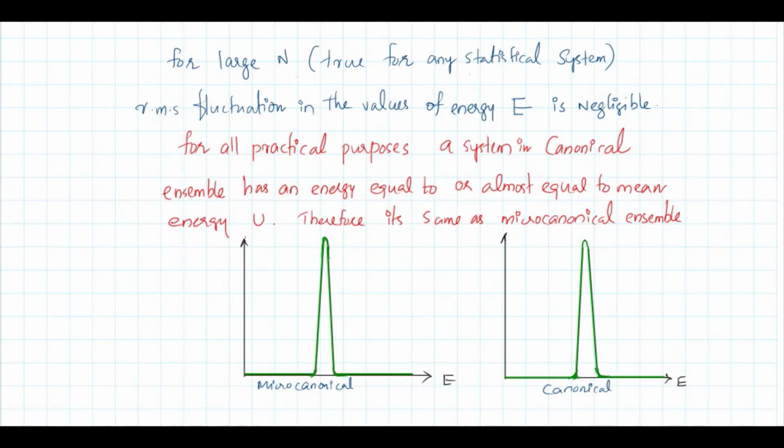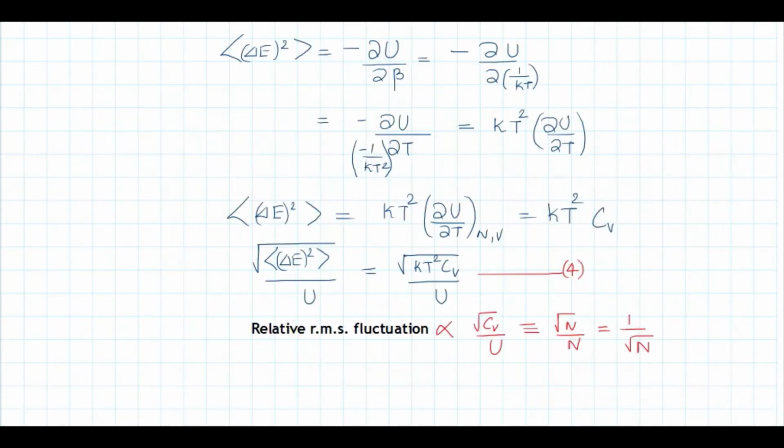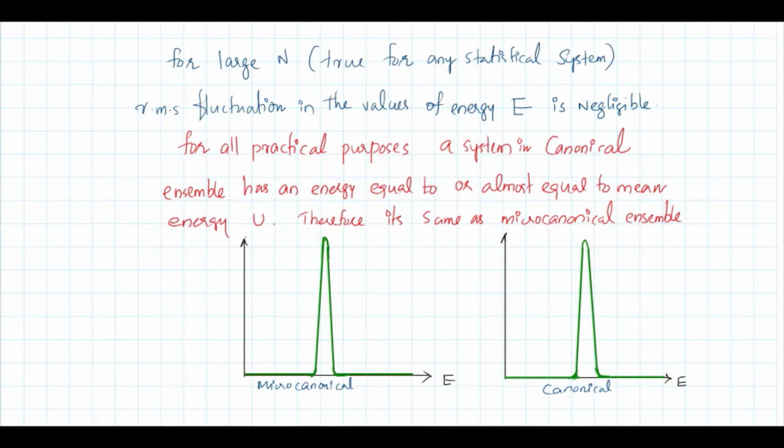For canonical also, even though the energy can vary from 0 to infinity theoretically, practically the system will be in an energy range around the mean value. Around the mean value, the relative root mean square fluctuation is of the order of 1 by root n. For statistical systems, this n is very large. That means relative RMS fluctuation will be very small. That is why the treatment of microcanonical ensemble and canonical ensemble gives us identical results.